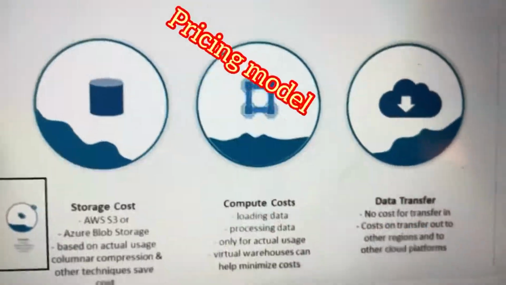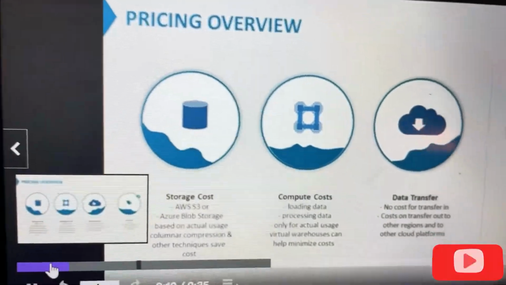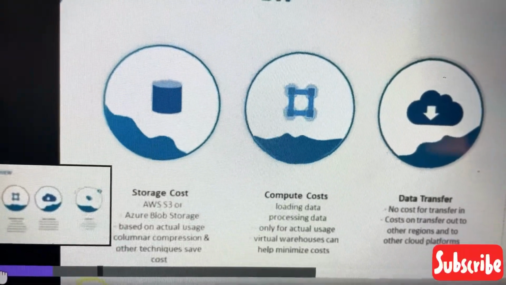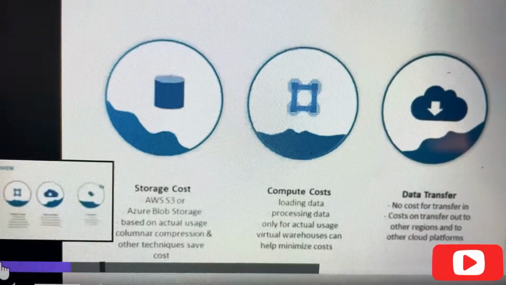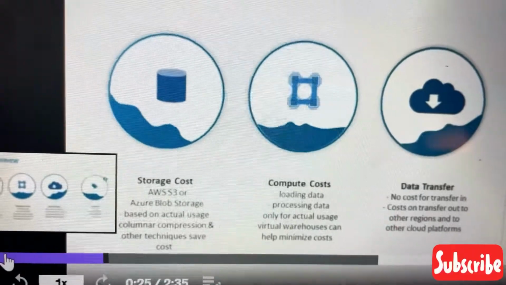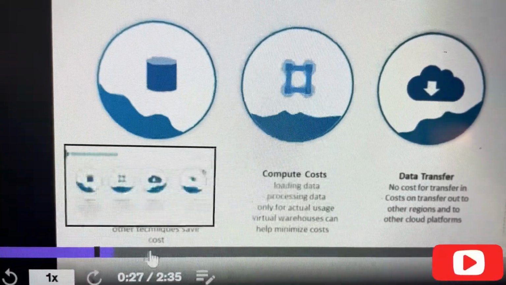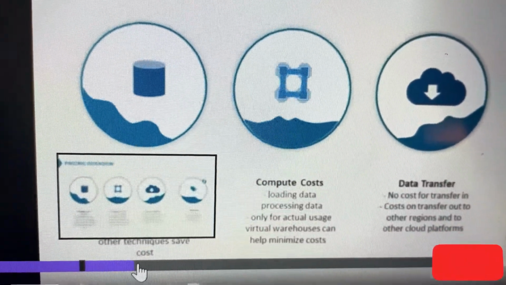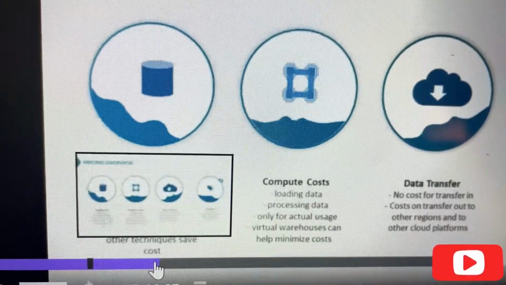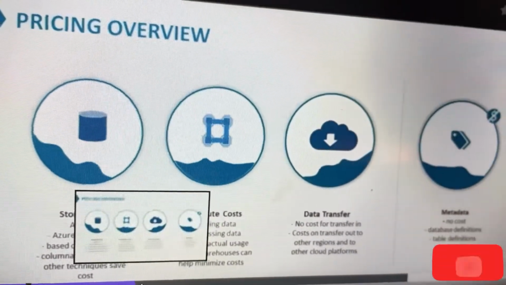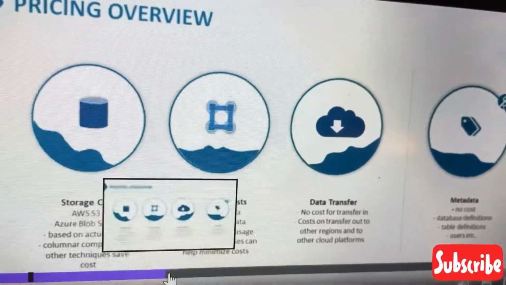This is the pricing of Snowflake, and it depends on the storage cost, compute cost, and data transfer. This is a normal diagram where you can find out how it is costed according to the storage cost. For example, if it is going to storage like AWS S3 or Azure Blob storage, it is based on actual storage. The same with compute cost, that is how it is loading data and then processing data, and it always takes the actual usage. Also, if there are virtual data warehouses, then it can help maximize cost.